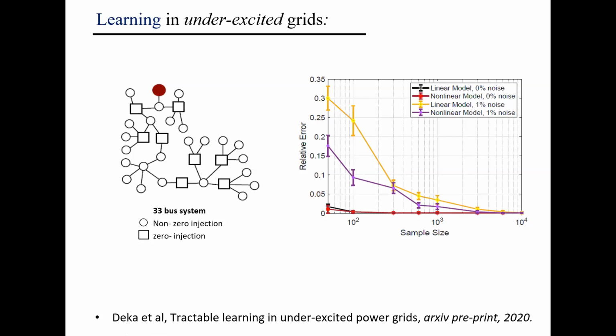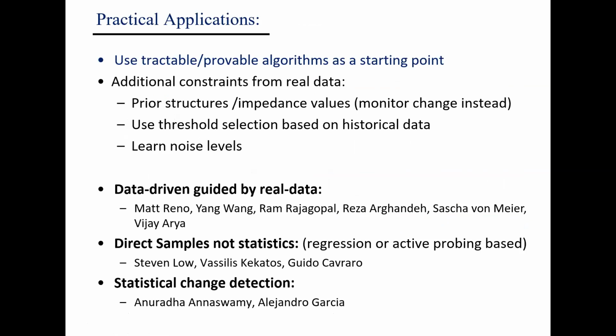Now, talking of practical applications, what I talked about as part of this talk was primarily theoretical algorithm development and giving guarantees. You can use such a practical, provable algorithm as a starting point to get an initial guess. And then you can use that as an initial guess, as a starting point, to run any kind of machine learning algorithm to find the optimal solution.